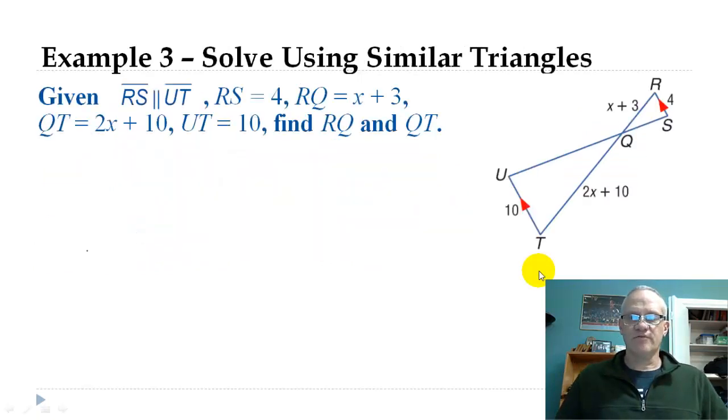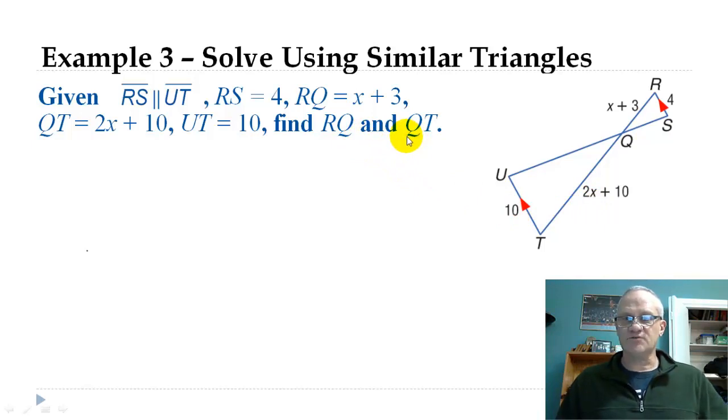All right, now we're going to solve a few problems using similar triangles. So in this situation here, pretty much everything that's explained up here is drawn out here. It says RS is parallel to UT. You notice we've got the two little arrows. RS is 4. That's written up here. RQ is x plus 3 right here. QT is 2x plus 10 here, and UT is 10. So we want to find RQ and QT is what we're trying to find.